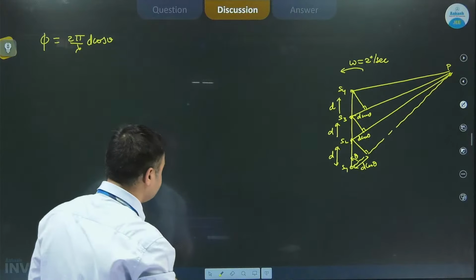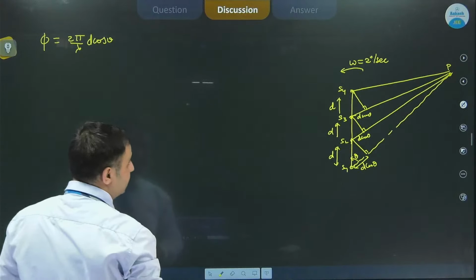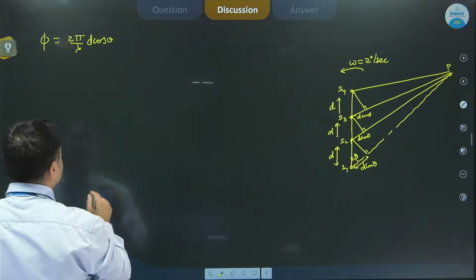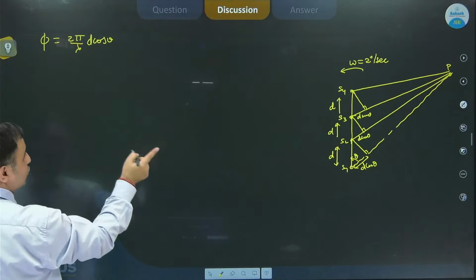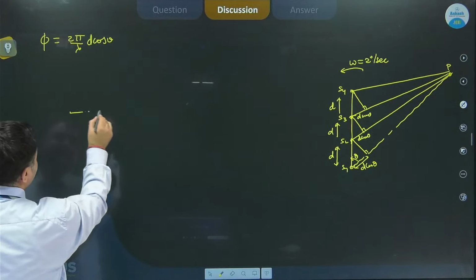Now अगर P पॉइंट पर, P पॉइंट के लिए हम फेजर डायग्राम ड्रॉ करें और रिजल्टेंट एम्पलीट्यूड निकालें, तो 4 वेव हैं, तो 4 एम्पलीट्यूड वेक्टर्स आएंगे.